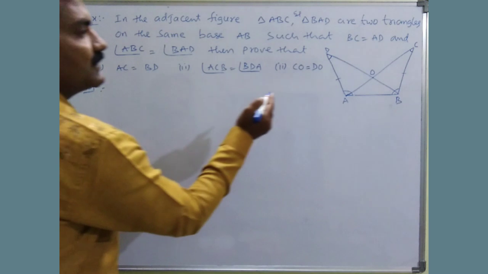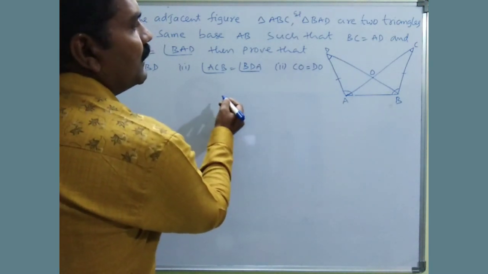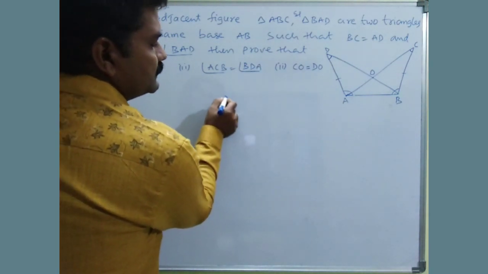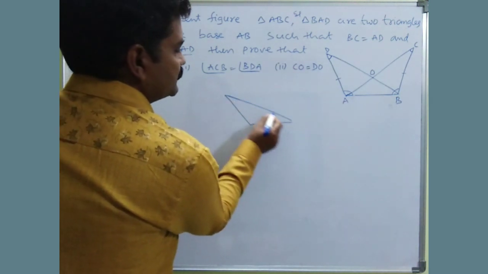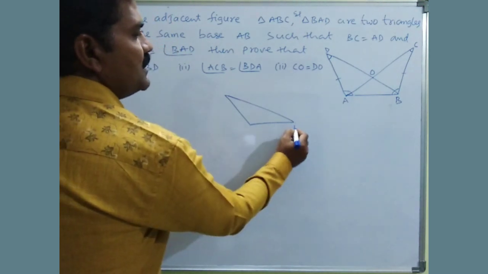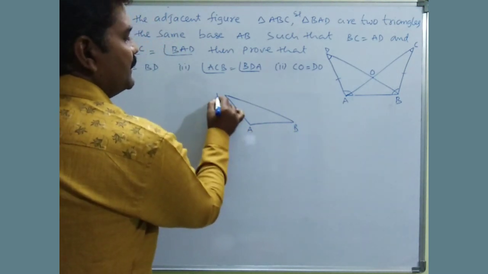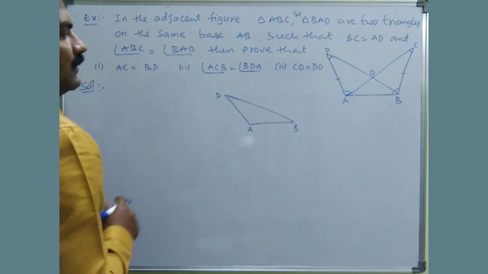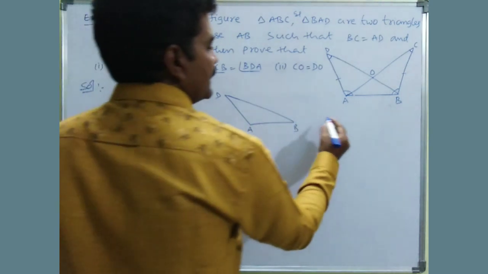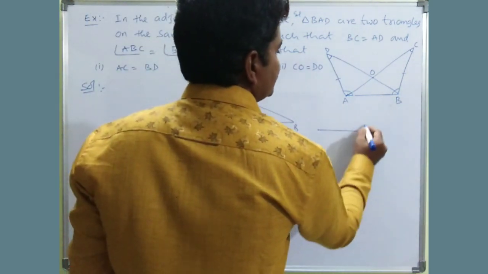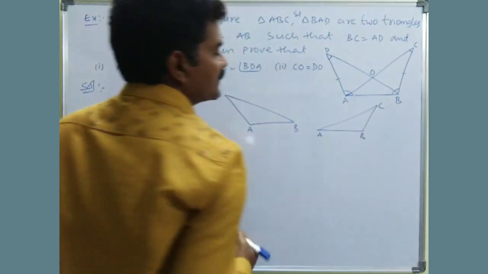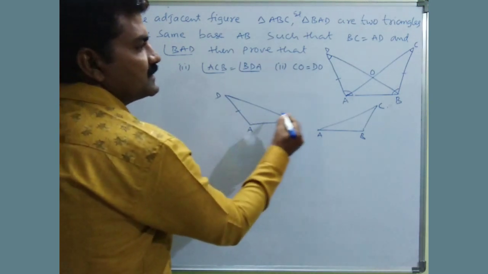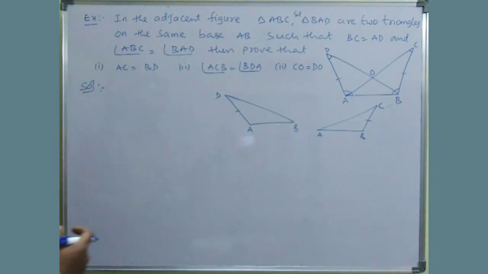Okay, so please draw both the triangles separately. Coming to the solution, first one is triangle BAD. And one more triangle, what is this triangle? A, B, C. In this, AD is equal to BC, already provided. Fine.